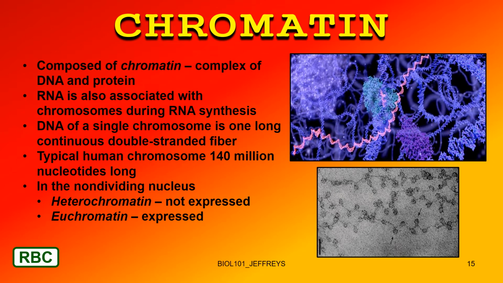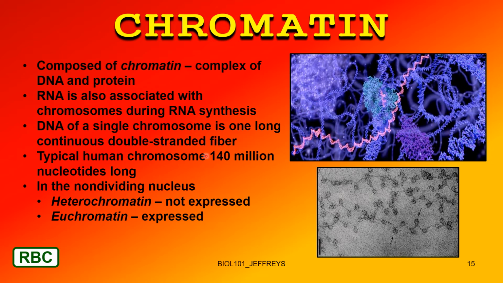Chromatin is a complex of DNA and protein. Some people pronounce it chromatin, and that's okay. So it's a complex of DNA and protein. We'll break it apart and we'll see that in a minute. RNA is associated with chromosomes during RNA synthesis, but chromatin is DNA, right?